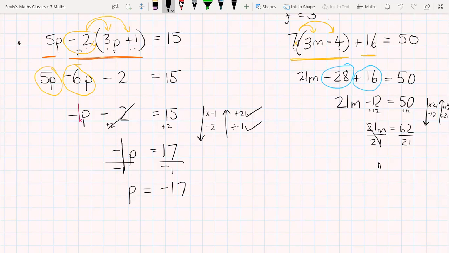21 just goes. I'm left with m equal to, going to be very nice, 62 over 21, 2 and 20 21sts. That's fine, that's the answer. Sometimes the answers are not nice whole numbers. And that means if you substitute 2 and 20 21sts into that equation, 7 times 3 times that minus 4, plus 16, you should get 50. That is the end.